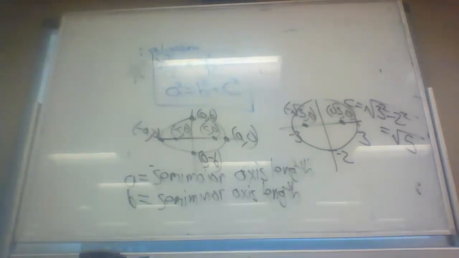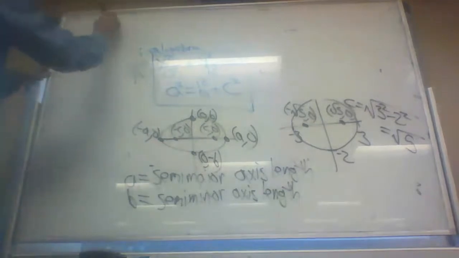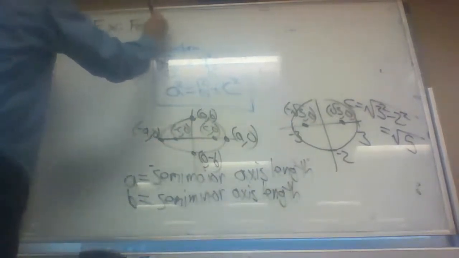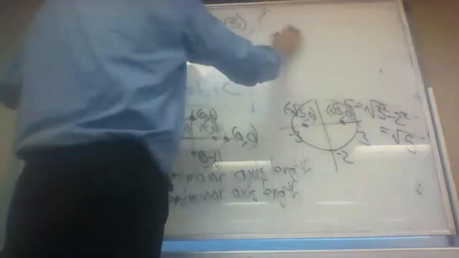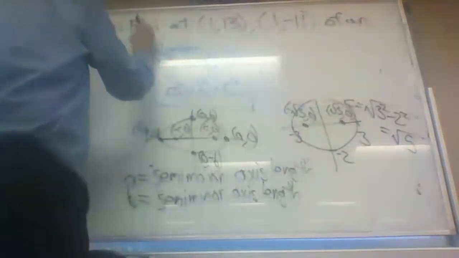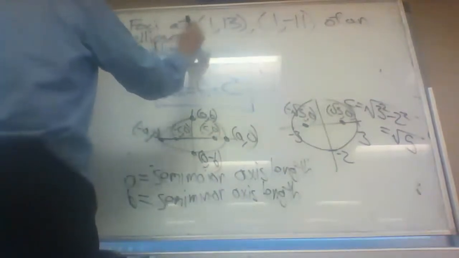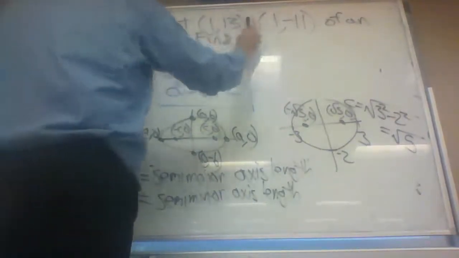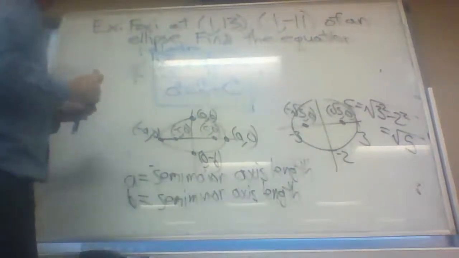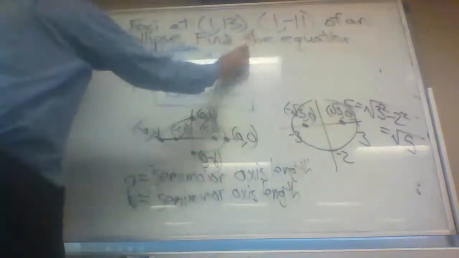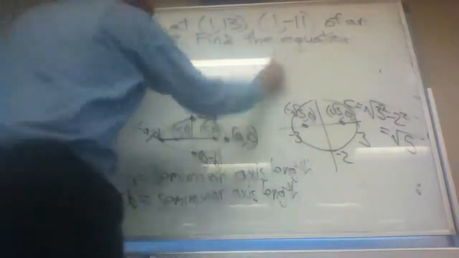This time I'm going to give you something else. Example: find the equation giving foci at (1, 13) and (1, -11) in the plane of an ellipse. Find the equation this time. How about that?